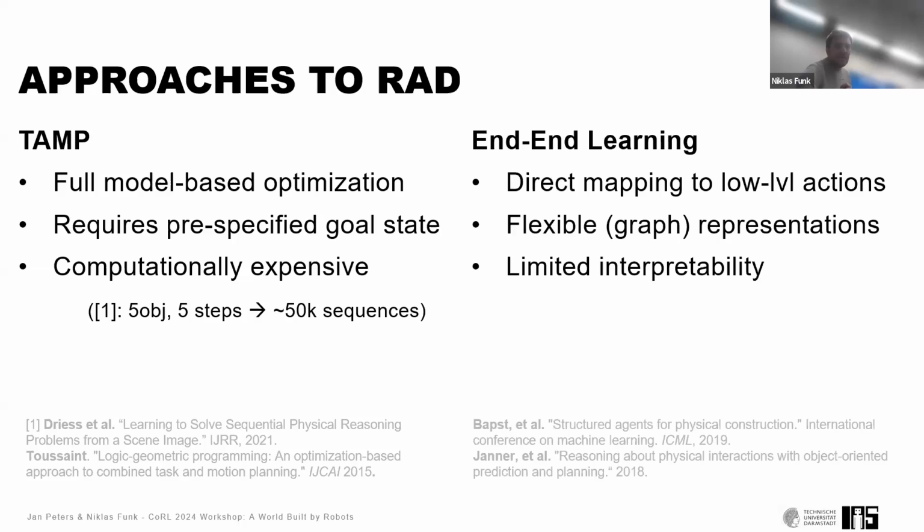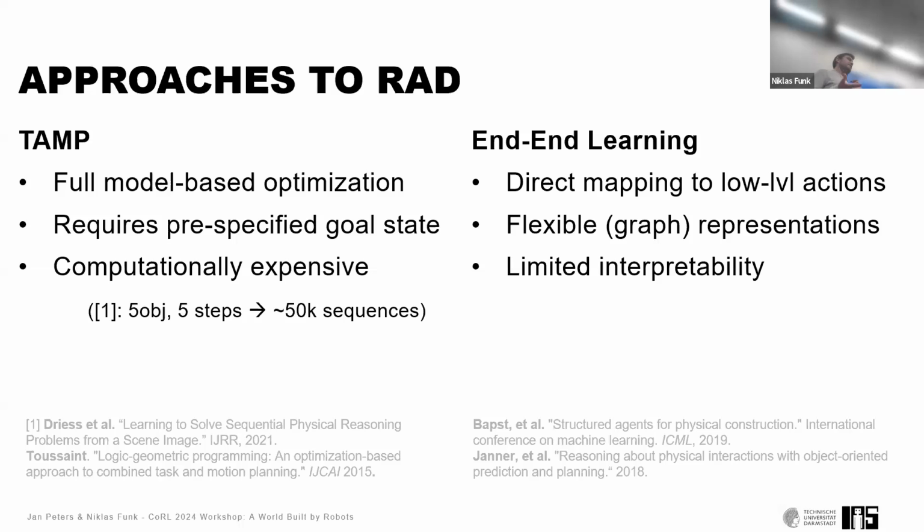On the other end of the spectrum, we can leverage current progress in machine learning and especially in representation learning. So we can try to come up with more end-to-end learning approaches that directly map from a problem description to low-level actions that can be executed by the robot. And they are based on flexible graph-based representations. However, of course, we have to note that they are less interpretable compared to task and motion planning methods.